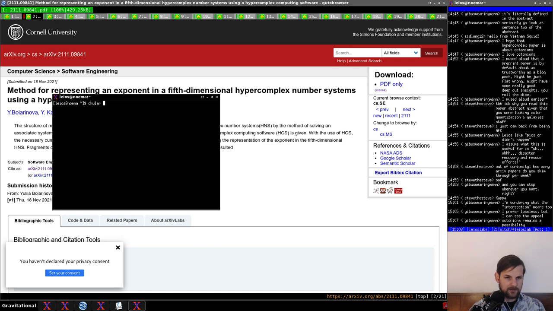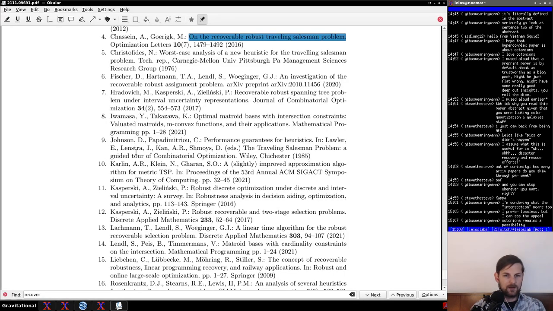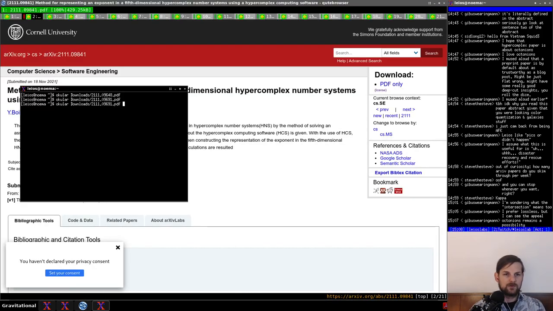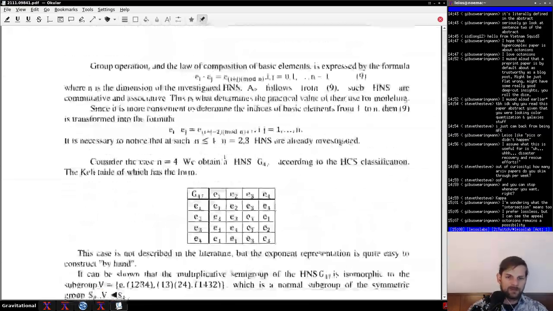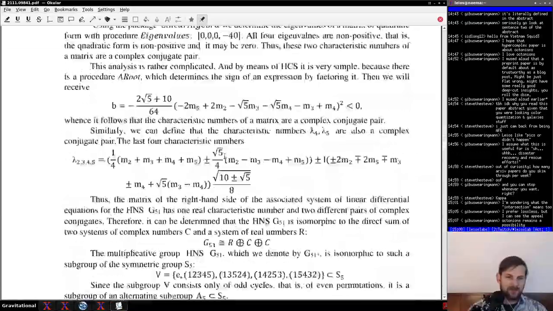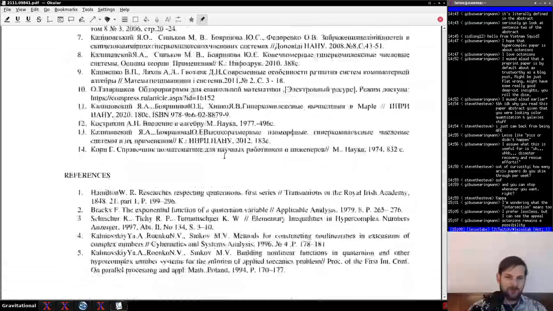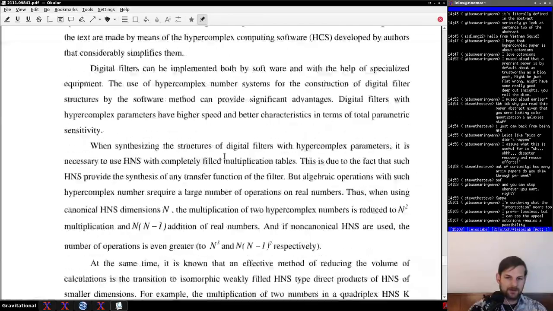So let's do ocular. Oh, I think I already have a terminal up. Let's just delete that one. There. And this one is 9841. Ooh, okay. I'm not particularly happy with their formatting here. I was hoping for some benchmarks, but I don't think they're giving us any benchmarks.